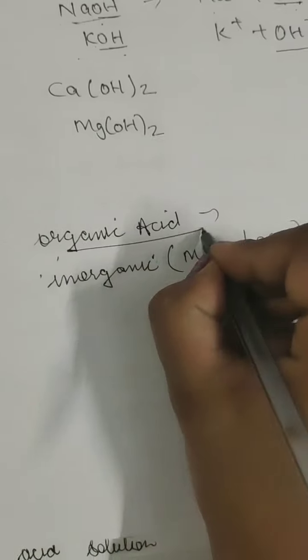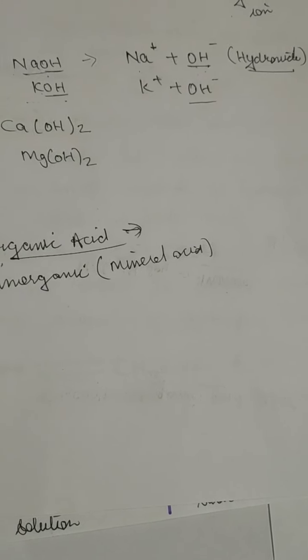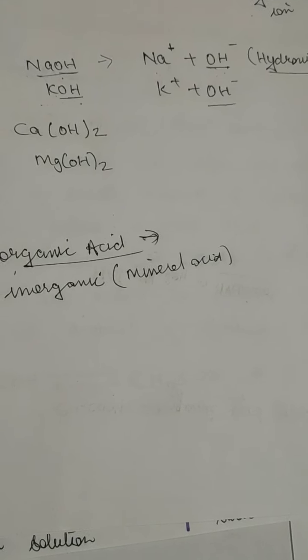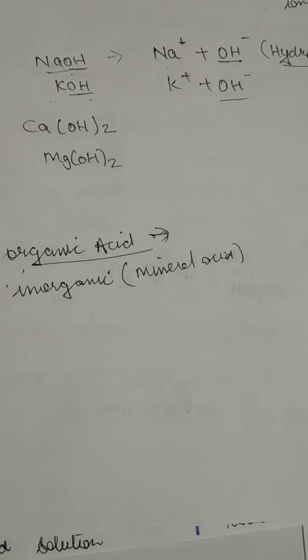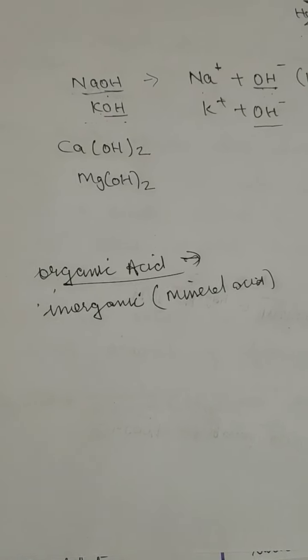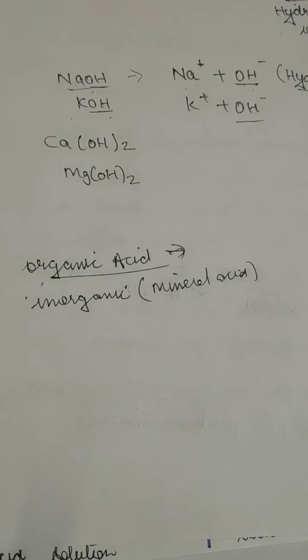Organic acids are those acids which are found in nature, which we don't have to make, which nature already makes. For example, all the citrus fruits have citric acid, curd has an acid called lactic acid, and there are also formic acid, oxalic acid, abscisic acid. There are a lot more acids which occur in nature, which are made by nature.